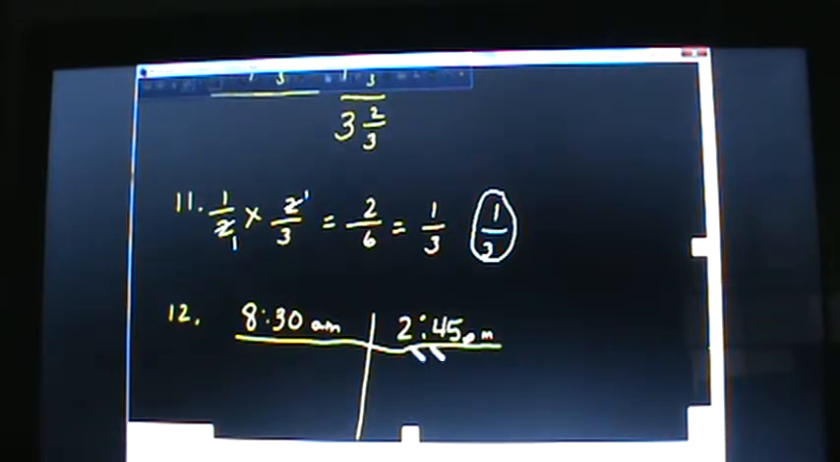Okay, so the first thing I'm going to do is I'm going to make that 8:30 to the nearest hour. So I'm going to change it to 9 o'clock and I'm going to bank 30 minutes. Okay, so then I'm going to make it until 12 o'clock. So 9 plus 3 is 12. So I'm going to make it to 12 o'clock p.m. and I'm going to bank 3 hours.